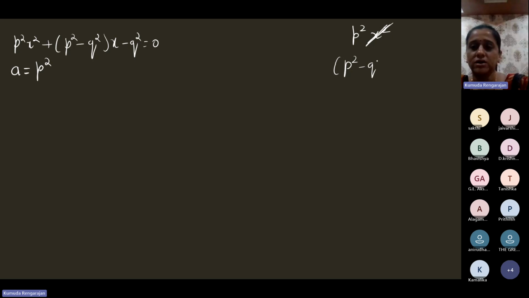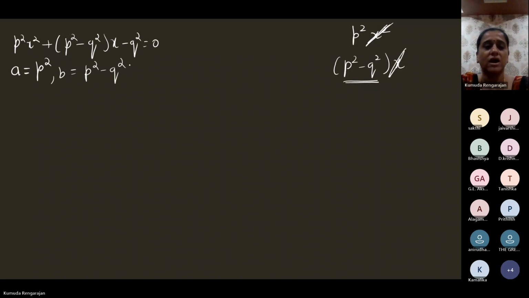This is the x term. The coefficient of x, this one is b. And the constant is that term which does not have x or x square in it. So the first term is p square x square, that's the x square term. The coefficient of x square along with the sign, p square, is a. The coefficient of x is b, so this is the x term, the coefficient of x, that is p square minus q square. That's b. And c is equal to minus q square. So these are the values of a, b, and c.